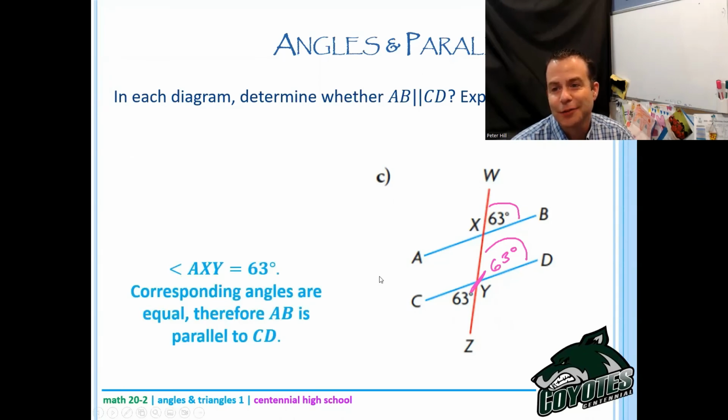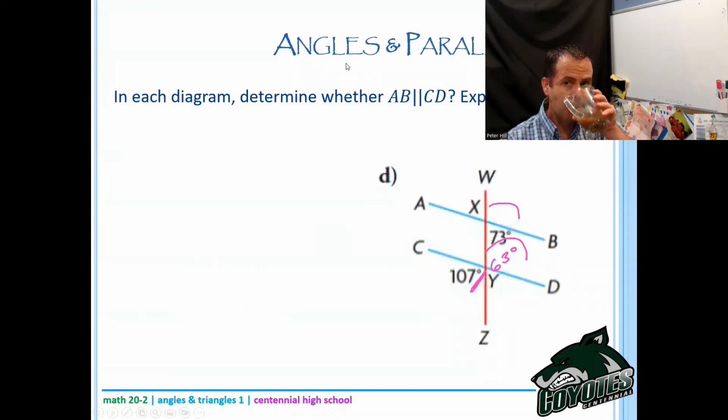AXY is 63. So I went AXY. Oh yeah, so I just went the other way. I said that this guy in here, if you can see my mouse, was 63 and did corresponding angles that way. There's many ways to answer these questions, right? So angle AXY is 63 degrees. So corresponding angles are equal, and therefore I know AB is running parallel to CD. Okay, and then we've got D here.